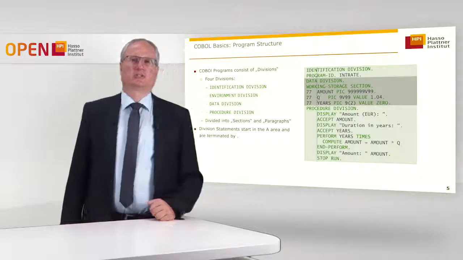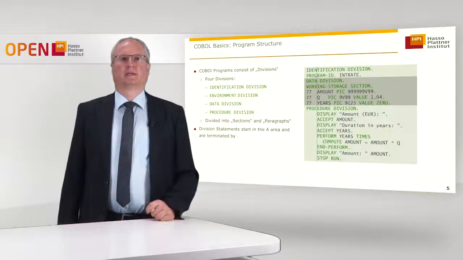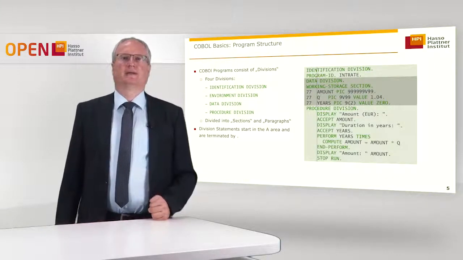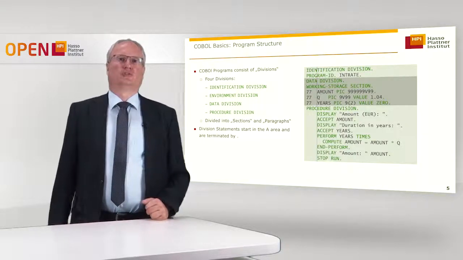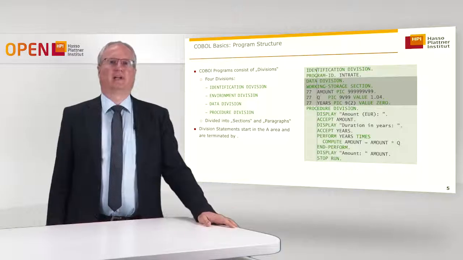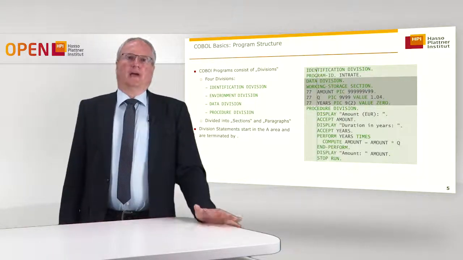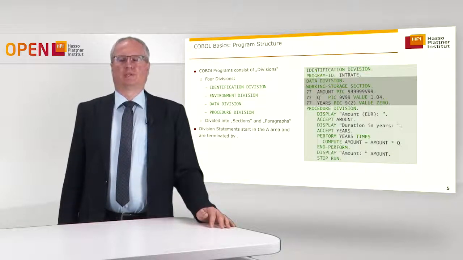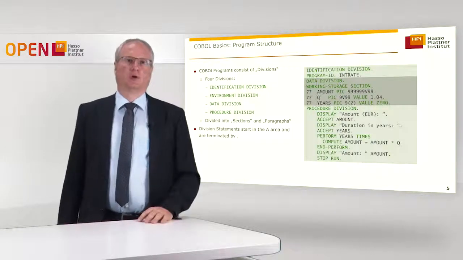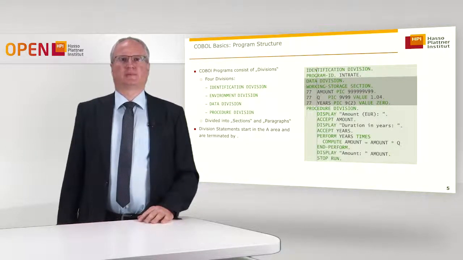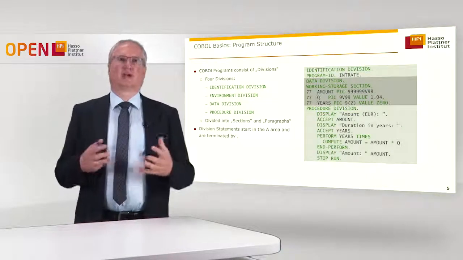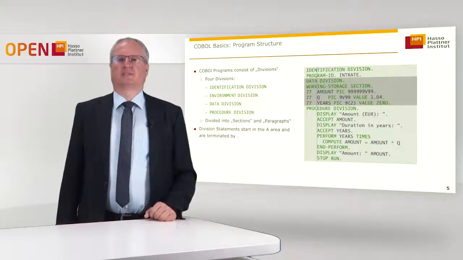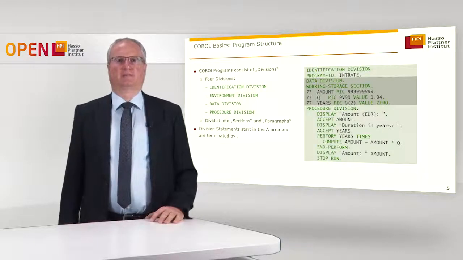In the identification division, some metadata of the program is given. Important and mandatory is only the so-called program ID. It's the name of the program, which is then also used on z/OS as the member name of the file or the binary. The environment division describes, for example, input-output structures like files that should be opened. The data division describes the variables, so it is the division describing the storage, and then the procedure division contains the actual imperative statements, the statements that process the data.